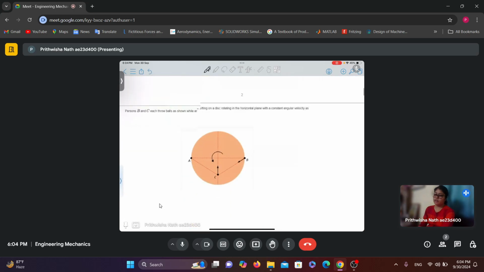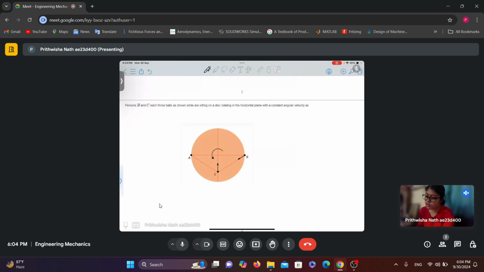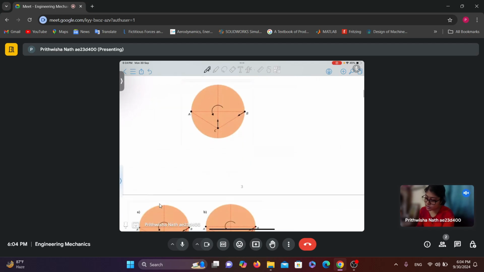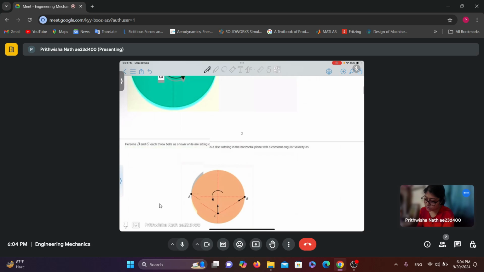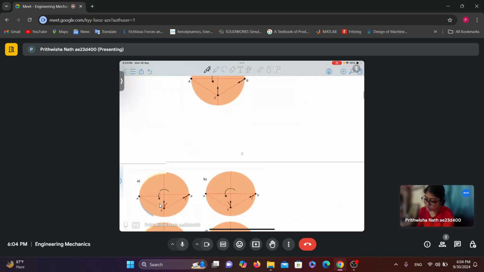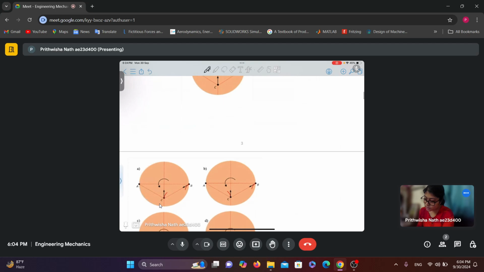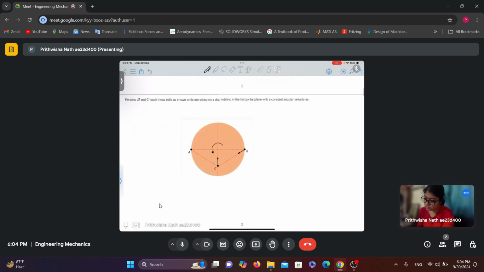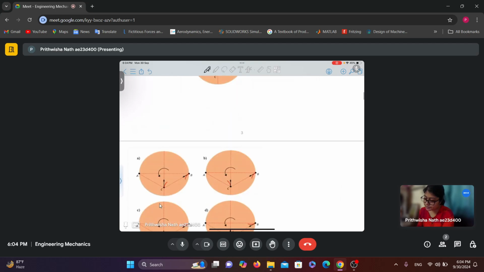And for the second question, two persons B and C each throw balls as shown while sitting on a disc rotating on the horizontal plane with constant angular velocity as shown. So D is correct.